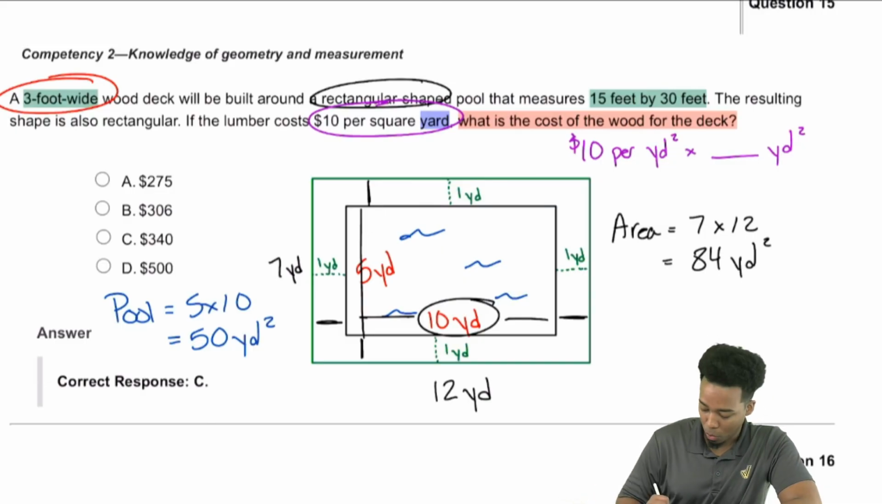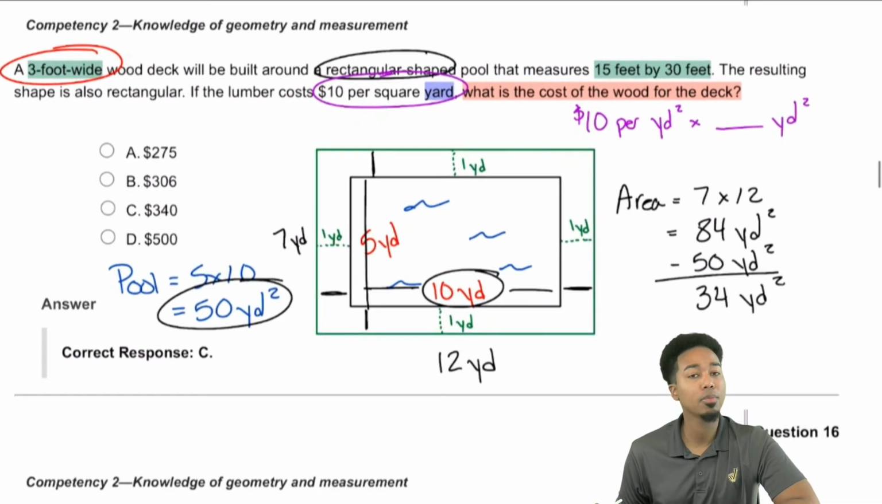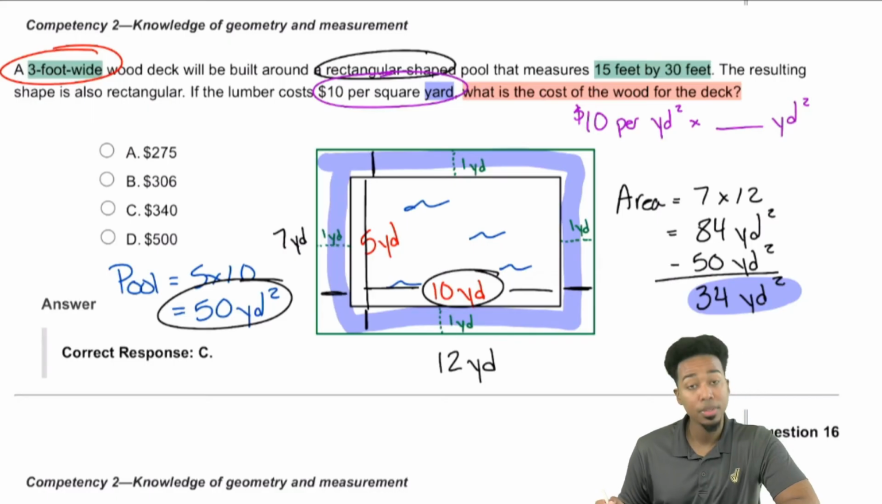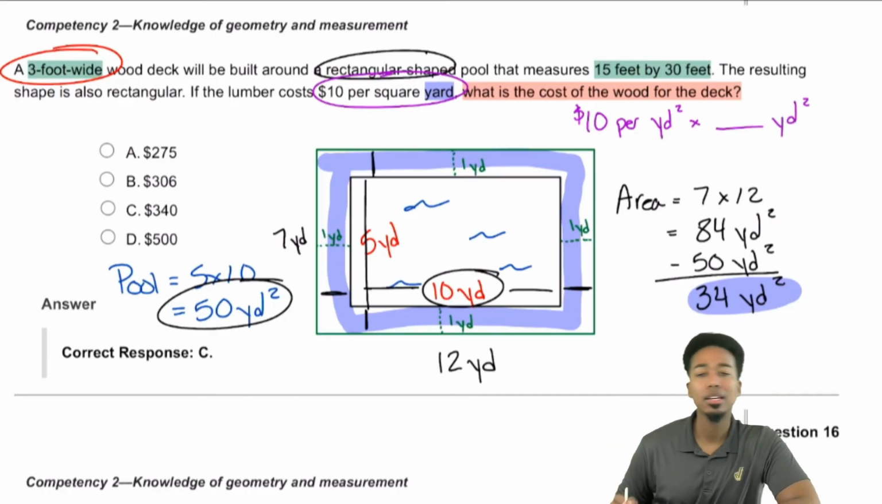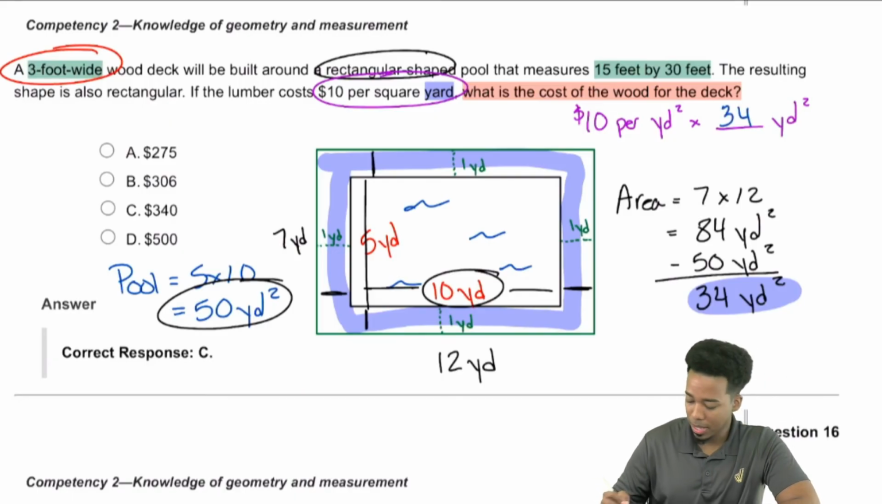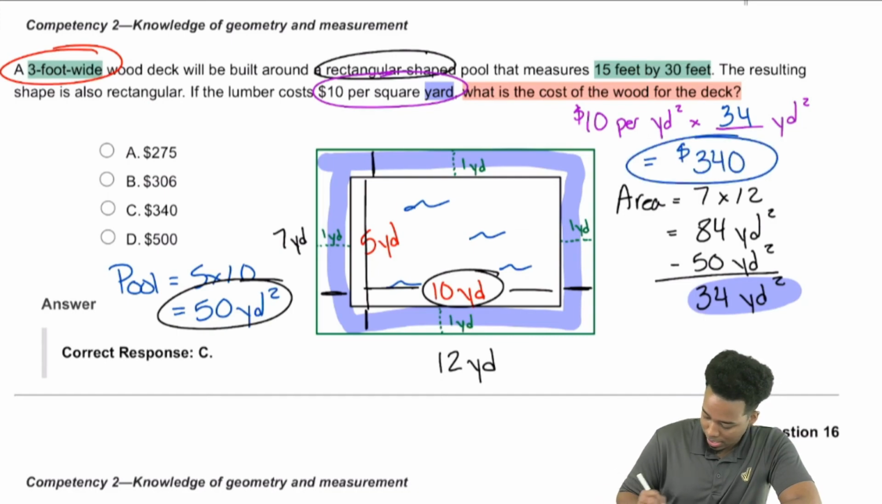So with that said, we're going to take away the 50 square yards that we have right there, and that's going to give us 34 square yards. So how are we going to use that information? Like we said, that 34 square yards only covers the border right there. So now that we have that area, we're going to multiply that area by the cost per area, and now we're set. So here we go. 10 per square yard times 34 is going to end up being $340. Nice and easy.